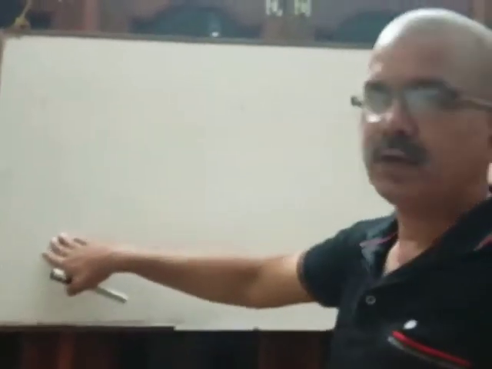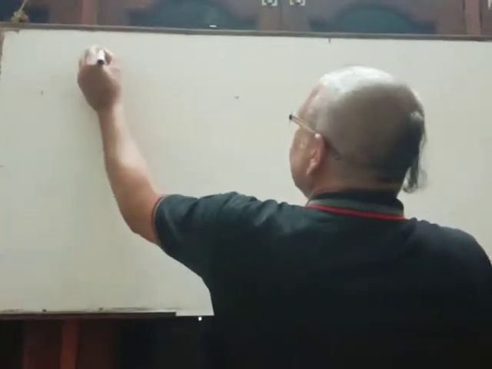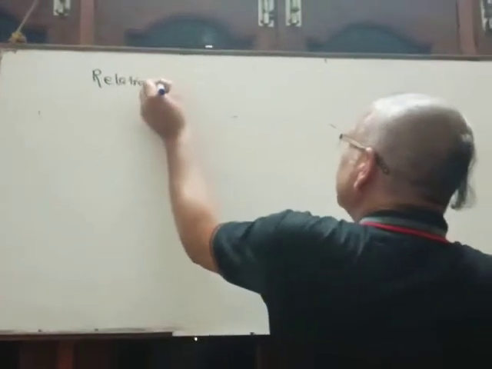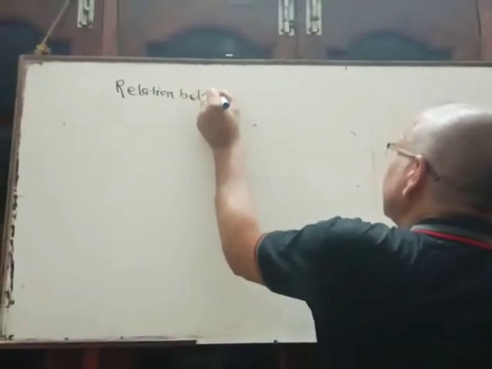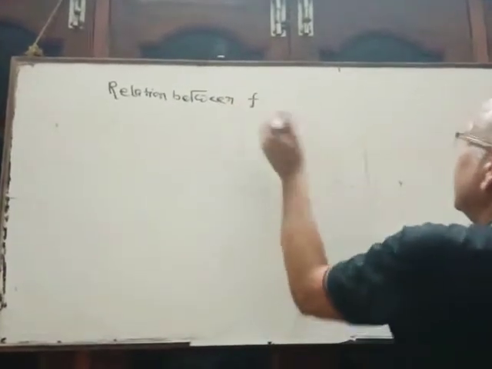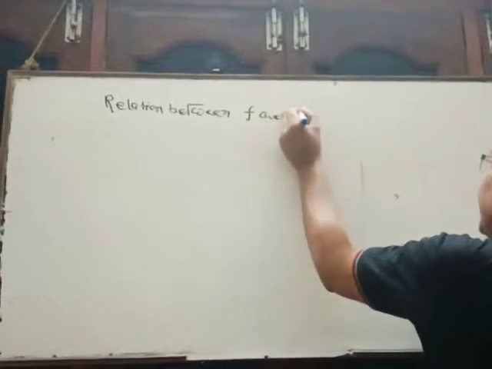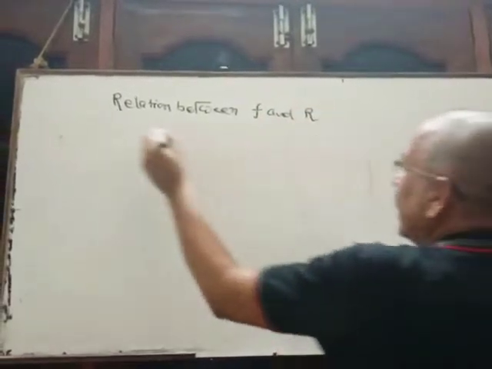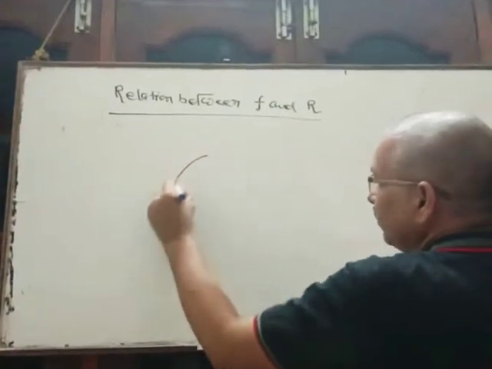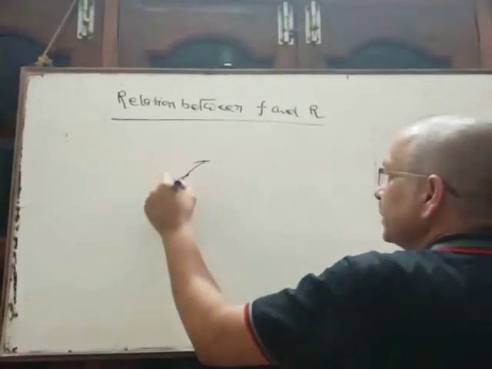We will discuss the relation between focal length and radius of curvature for a spherical mirror. The relation between focal length, as you know, denoted by small f, and radius of curvature, which is denoted by capital R. Suppose, for example, we have a concave mirror.